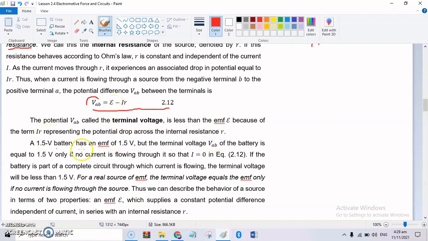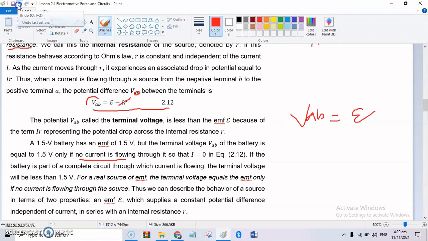So, a 1.5 volt battery has an EMF of 1.5 volt. Okay? But the terminal voltage VAB of the battery is equal to 1.5 volt only if no current is flowing through it. Okay? No current. Ibig sabihin kapag no current, VAB is always equal to EMF. Kasi si current natin will become 0.